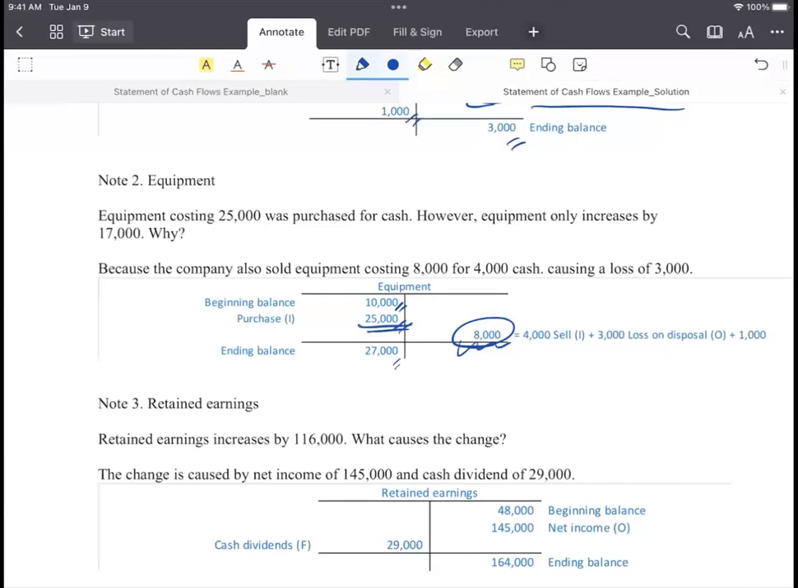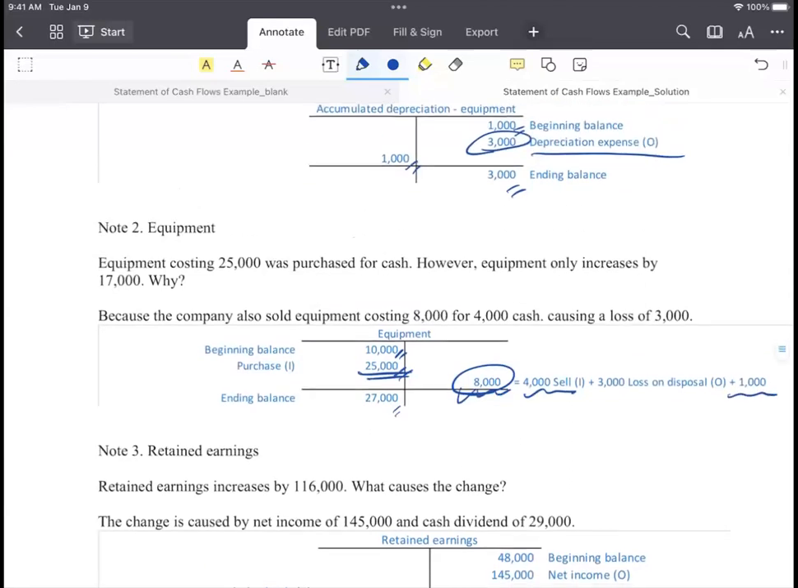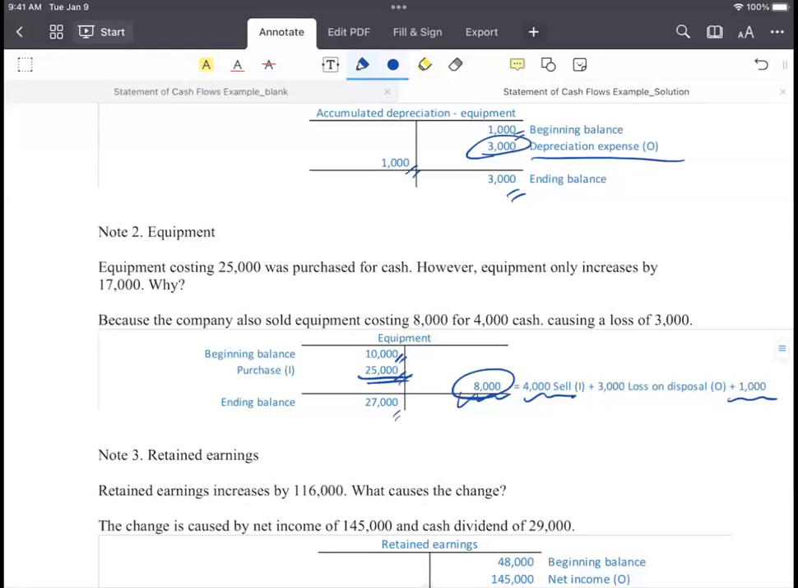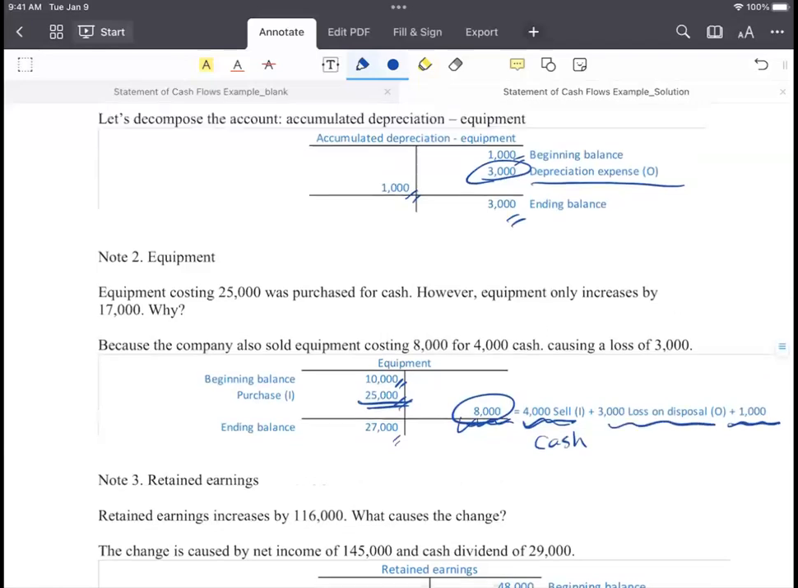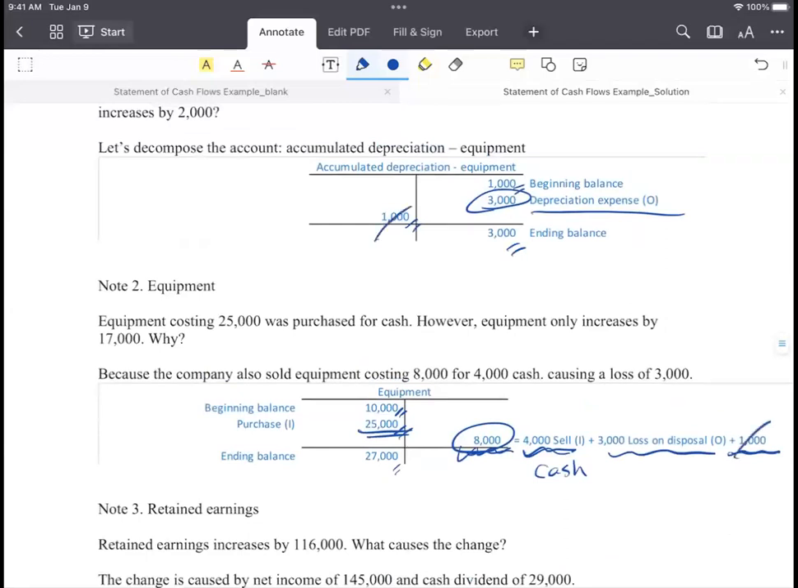However, one thing to pay attention to is that even though the equipment decreased by 8,000, the firm only received 4,000 in cash. The rest is we need to write off the firm's accumulated depreciation, and then it is a loss for the firm on disposal. So for this 8,000, we need to further decompose it into the cash sale of 4,000, accumulated depreciation of 1,000, and 3,000, which is loss on disposal. And if you look at this 1,000 and this 1,000, they actually cancel off.